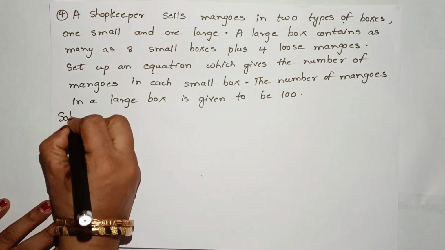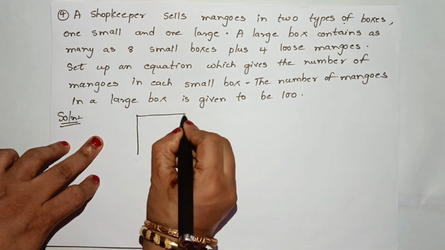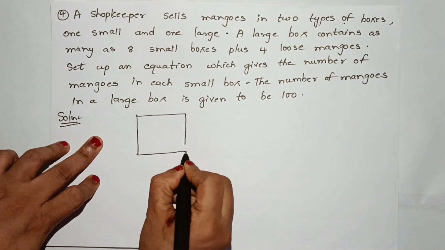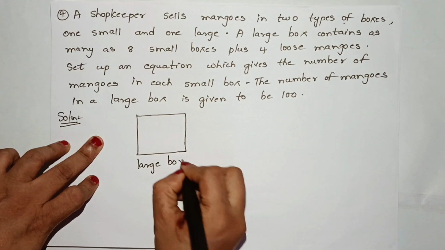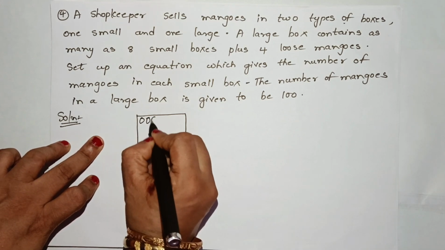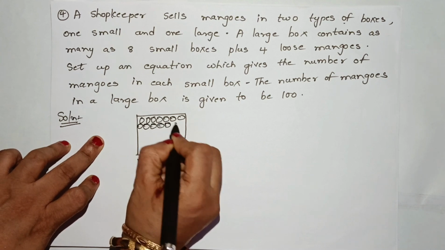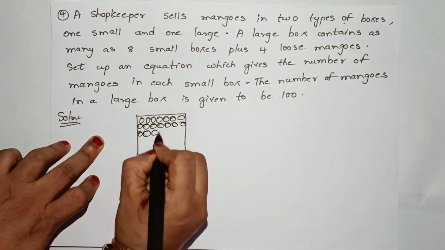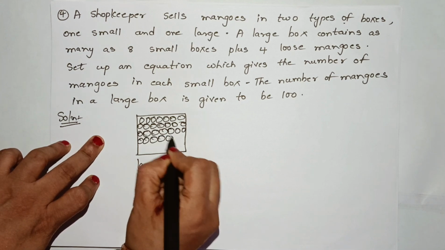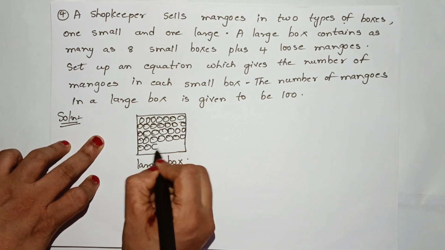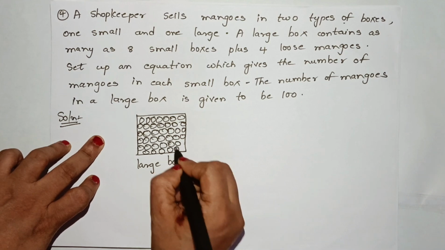Now let's see. First, we are going to draw a large box. Can you see large box? Okay, so this is your large box of mangoes. In this you have many mangoes. Are you understanding? Many mangoes in large box. Understand the question very well. No need to draw. This is just for your explanation sake.